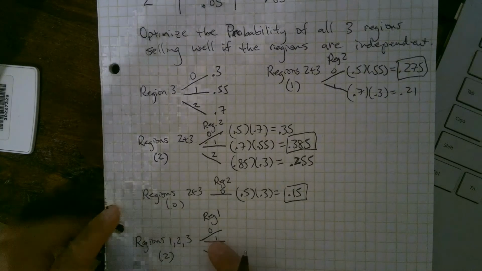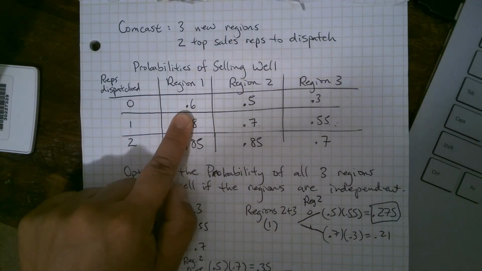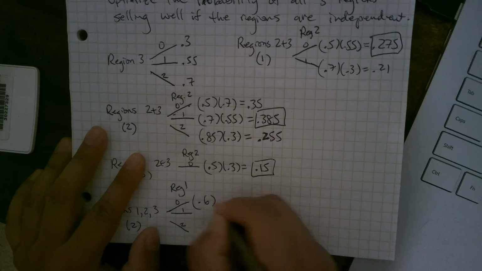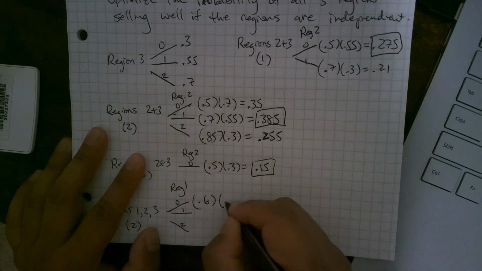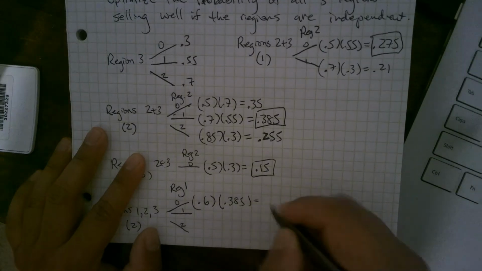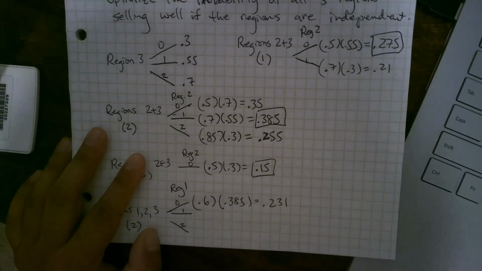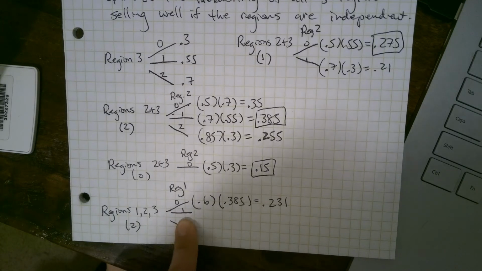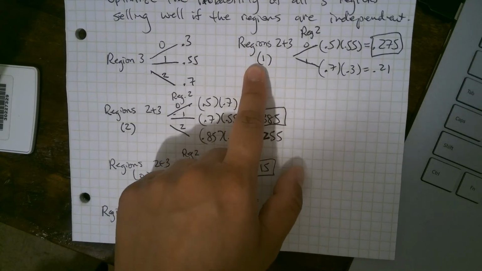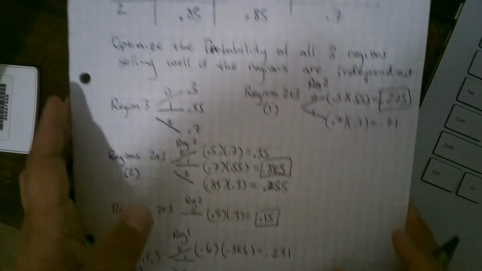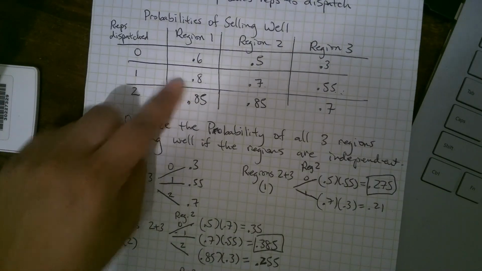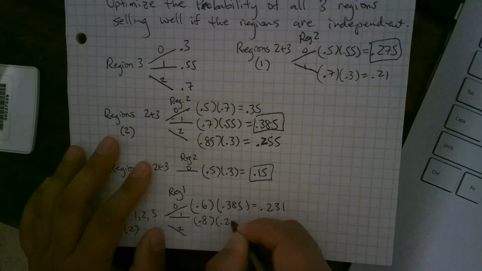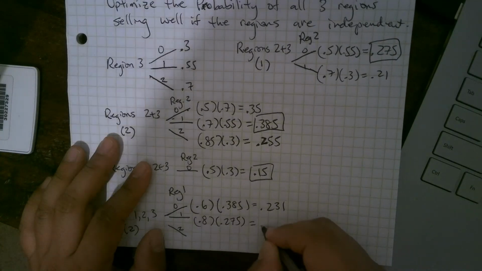So I'm going to take 0 to region 1, which is 0.6 from up here, times this best number of 0.385 for a total of 0.231. Okay, if I dispatch 1 rep to region 1, the best I can do for 1 rep in regions 2 and 3 is 0.275. And this number up here was 0.8. So I'm going to do 0.8 times 0.275 is 0.22.